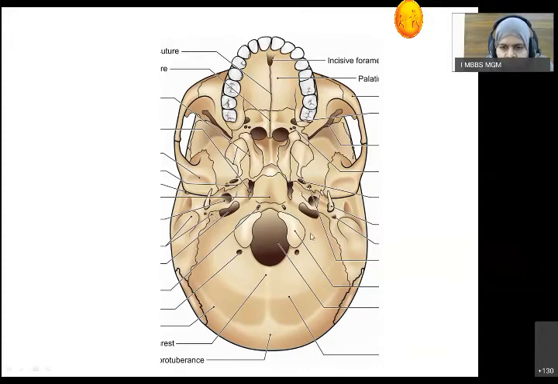Then on the lateral aspect of it, there is a bony elevation known as the styloid process. It is a pin-like projection. Posterior to it, there is a projection known as the mastoid process. In between the styloid and mastoid processes, there is a small foramen, known as the stylomastoid foramen. The stylomastoid foramen gives passage to the facial nerve.